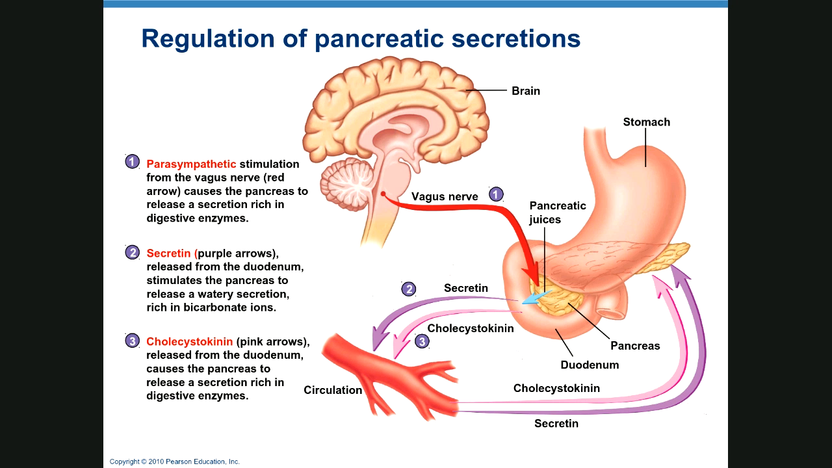And this again is just showing how the pancreas is stimulated. Vagus nerve stimulates the pancreas into secreting secretin and cholecystokinin, which are hormones that are going to travel through the blood and stimulate the secretion of the exocrine secretions of the pancreas.